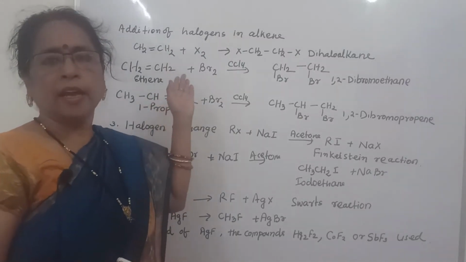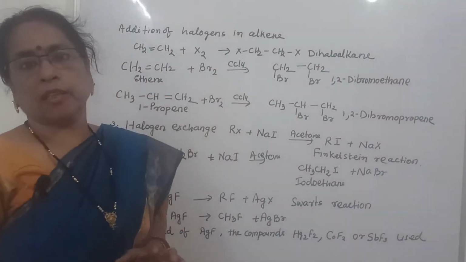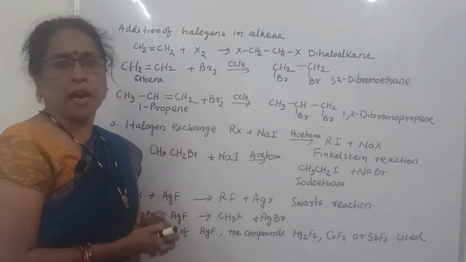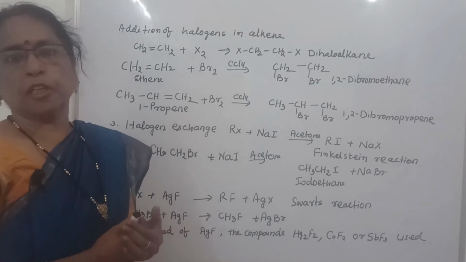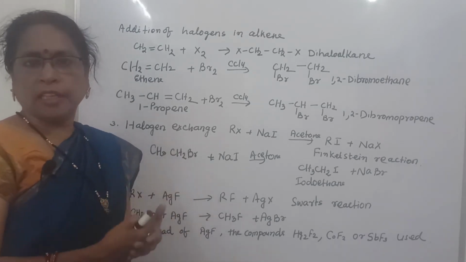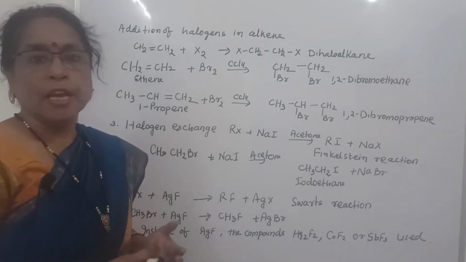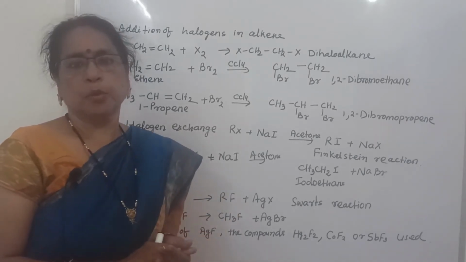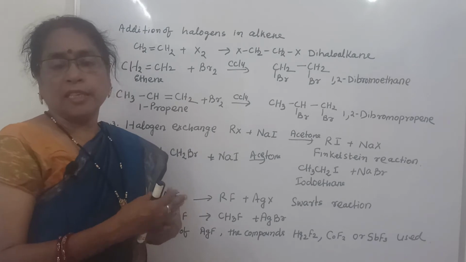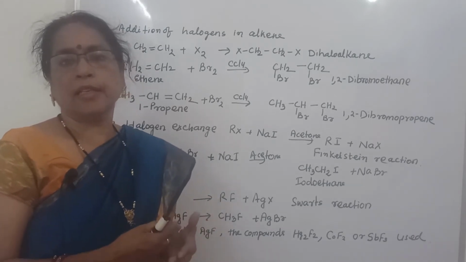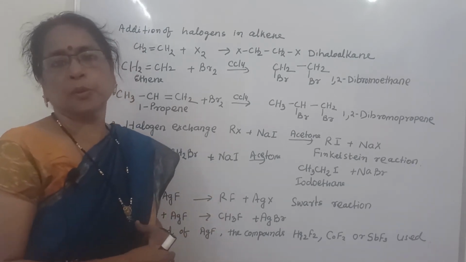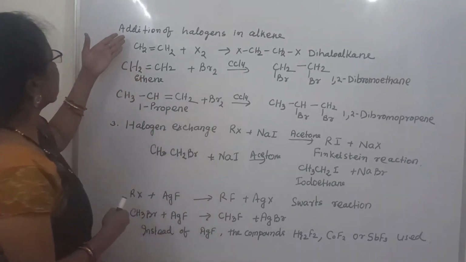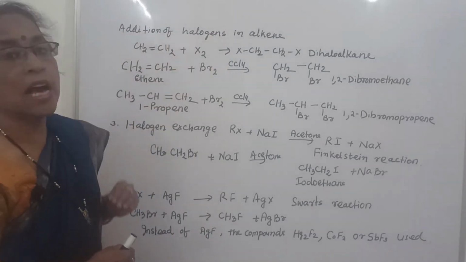In alkene, I told how you can get haloalkane. One is addition of HBr, where it follows Markovnikov's rule if it is unsymmetrical; if it is symmetrical, there is no necessity of Markovnikov's rule. Another one is called Kharasch effect, the anti-Markovnikov rule, where you add benzoyl peroxide. And the last one is addition of halogens to alkene.